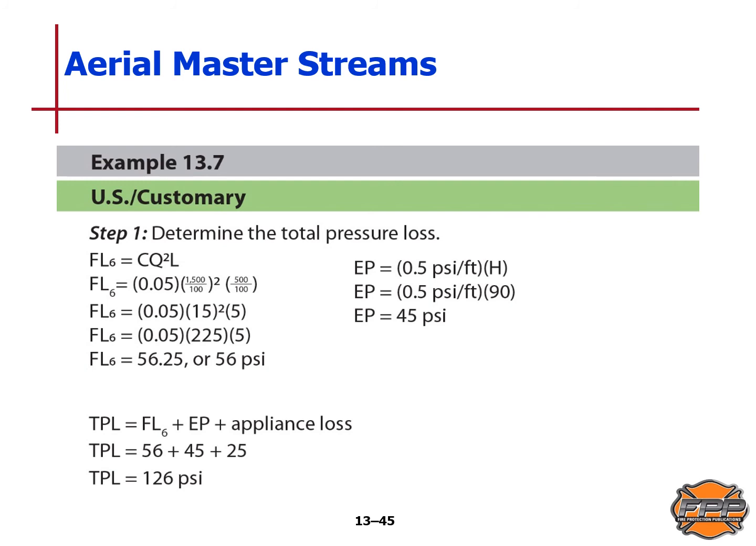So let's look at the bottom. You've got total pressure loss equals friction loss plus elevation pressure plus appliance loss. That gives you total pressure loss equals 56 plus 45 plus 25. So your total pressure loss comes out to 126 psi.